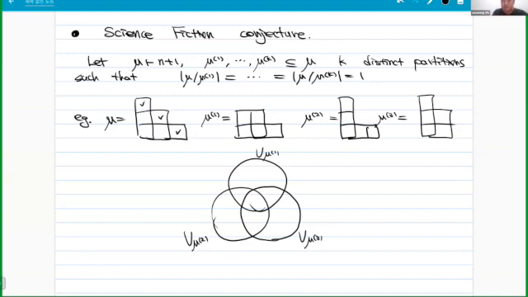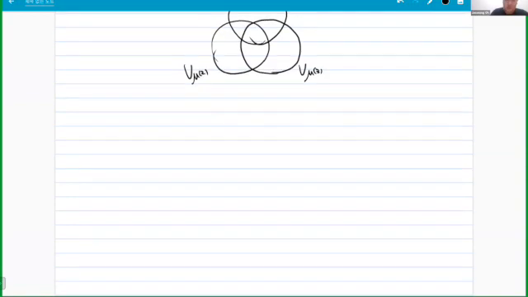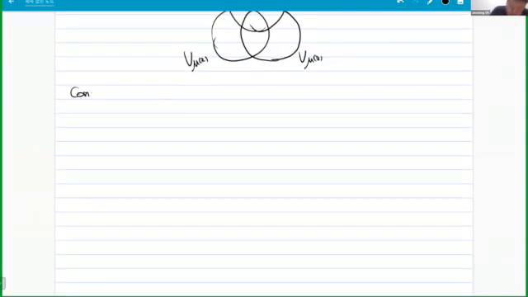The science fiction conjecture concerns the intersection of these Garcia-Haiman modules, or the sum of these Garcia-Haiman modules, and anything you can see in this Venn diagram. The science fiction conjecture concerns all of it. And as I said, there are two implications of the science fiction conjecture, from Bergeron and Garcia in 1999.